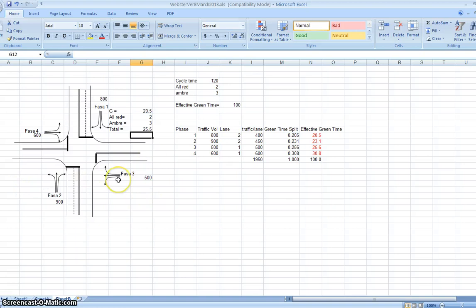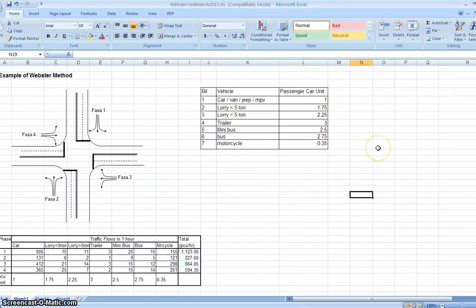This is just a simple method how to calculate the green time split. In practice, as engineers, usually we have to take into account the type of vehicle, because a car is not the same as a lorry. A lorry definitely will take longer time to pass through the stop line. The same thing, the trailer, trailer usually much longer and slower, so take longer time to pass through the stop line.